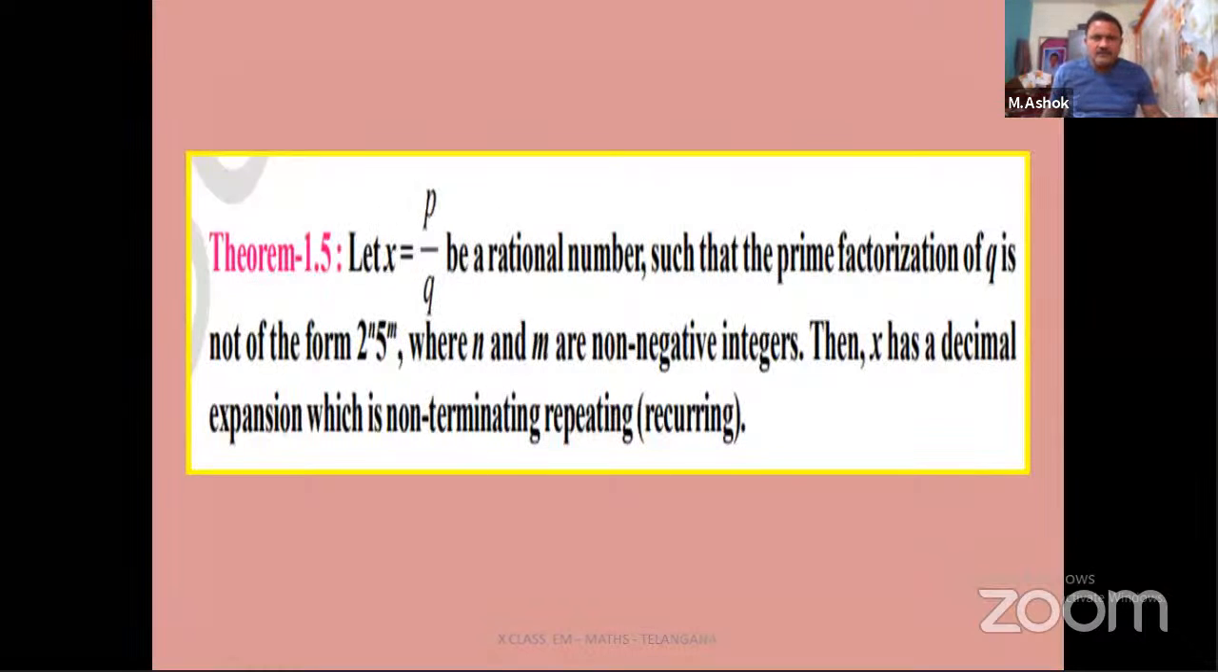Based on this, look at one more theorem. Let x equal to p by q be a rational number such that the prime factorization of q is not of the form 2 to the power of n into 5 to the power of m, where n and m are non-negative integers. Then x has a decimal expansion which is non-terminating repeating.